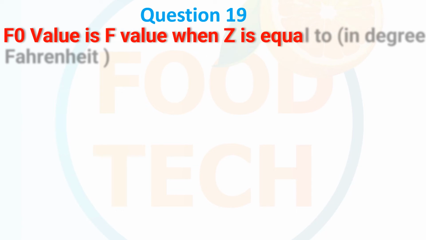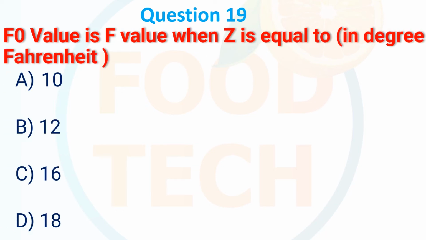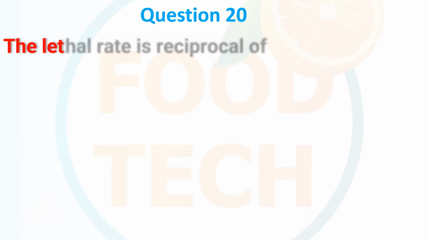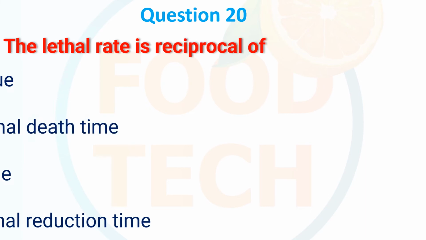F0 value is F value when Z is equal to A. 10. B. 12. C. 16. D. 18. The answer is D. 18.